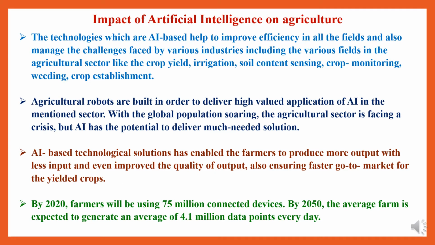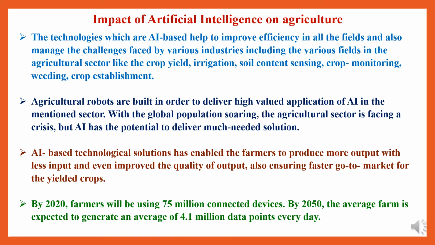What is the impact of artificial intelligence on agriculture? The technologies which are artificial intelligence based help to improve efficiency in all the fields and also manage the challenges faced by various industries, including the various fields in the agriculture sector like crop yield, irrigation, soil content sensing, crop monitoring, weeding and crop establishment.